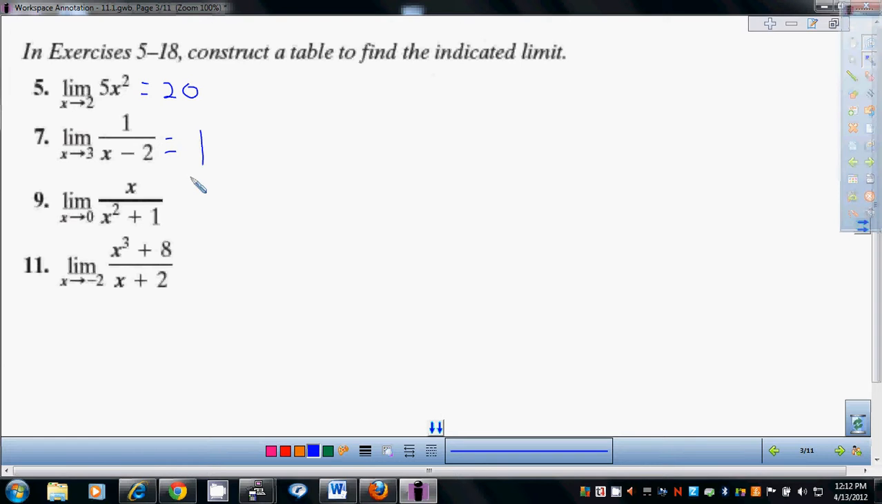So, does that make sense? No. I'll tell you. Let's look at this. Number 9. Plug in 0. Tell me what you get. Yeah, 0 over 1 is just 0. We didn't get a 0 in the denominator, so we're happy folks. That's just the answer. What happens if you plug it into number 11?